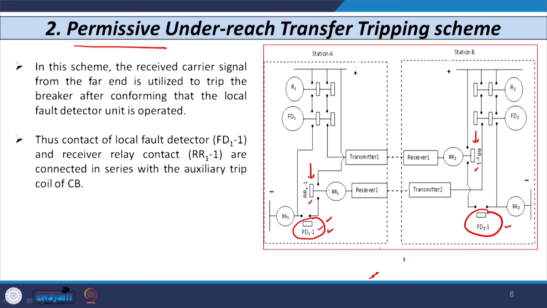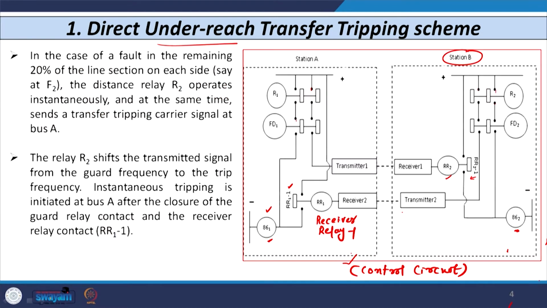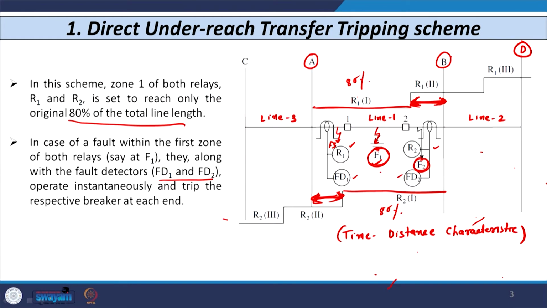So, as soon as this contact closes, direct tripping is not initiated; it will wait for the closure of this contact, and this contact will definitely close, because you can see that whenever a fault occurs somewhere here in F2, the fault detector unit, which is basically an instantaneous overcurrent relay, operates instantaneously because the current exceeds the predetermined value. In this way, the mal-operation in the case of the underreach transfer tripping scheme can be avoided compared to the direct underreach transfer tripping scheme.